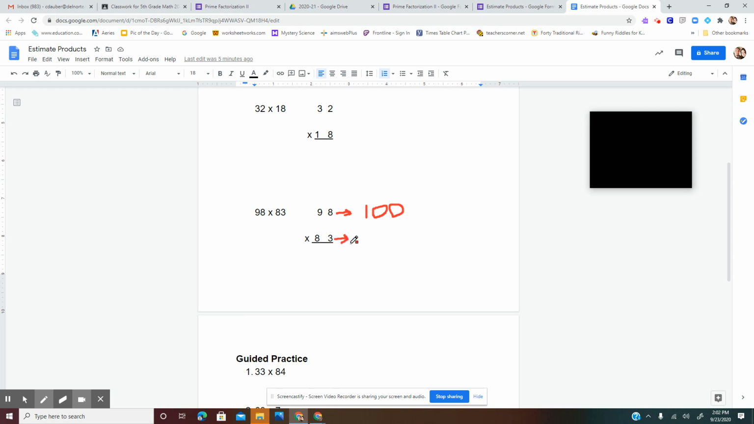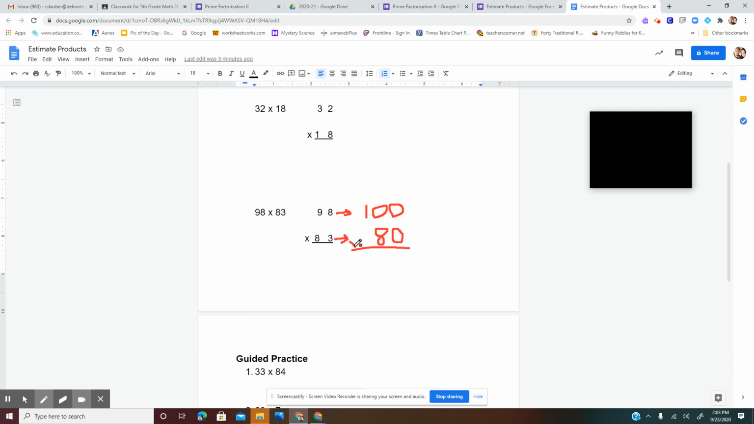The two multiples of 10 on either side of 83 are 80 and 90, because those are the two multiples of 10 that 83 is between. Is it closer to 80 or is it closer to 90? Well, it's only 3 away from 80, but it's 7 away from 90, so we round down to 80.